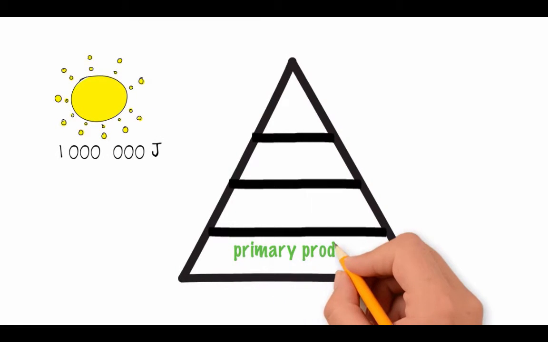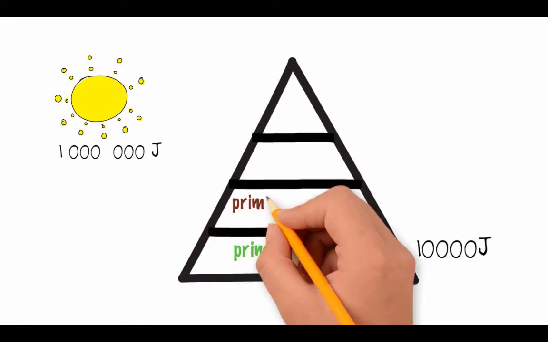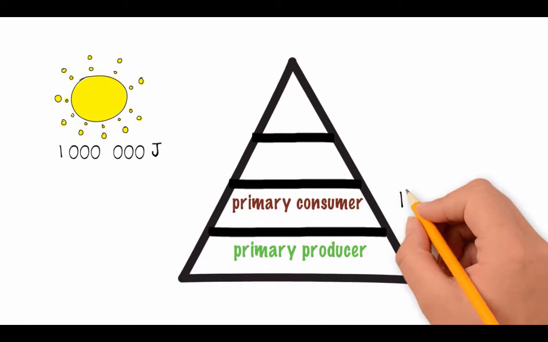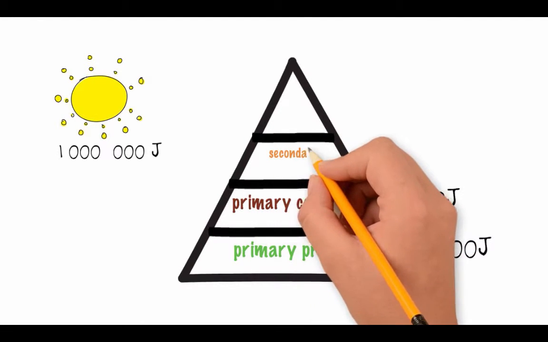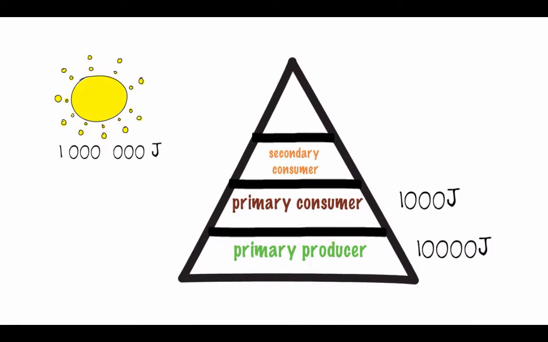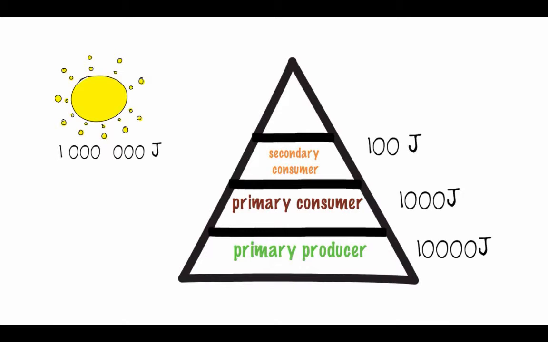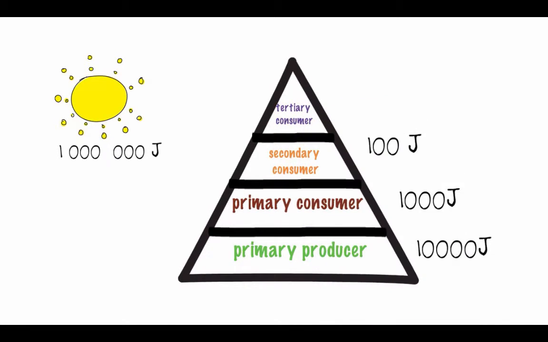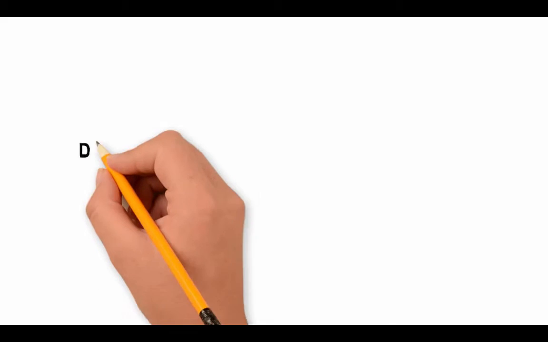Only 1% of this energy, or 10,000 joules, would be accessible to the primary producers. Since only 10% is transferred to the next level, only 1,000 joules is available on this level. This translates to 100 joules of energy for the secondary consumers and 10 joules for the tertiary consumers. Should there be a quaternary consumer, only 1 joule of energy would be accessible to them. Can you see why our eating choices can determine how many people our planet can support?